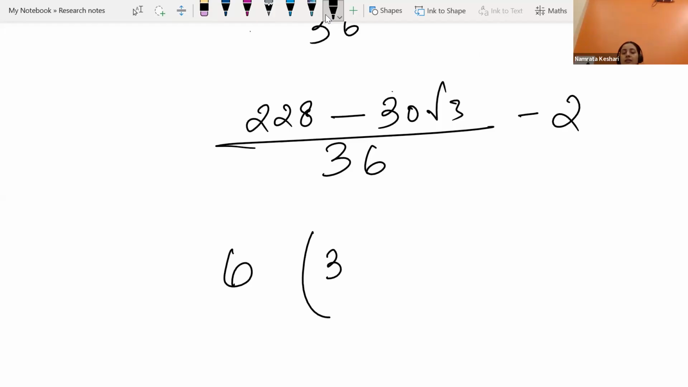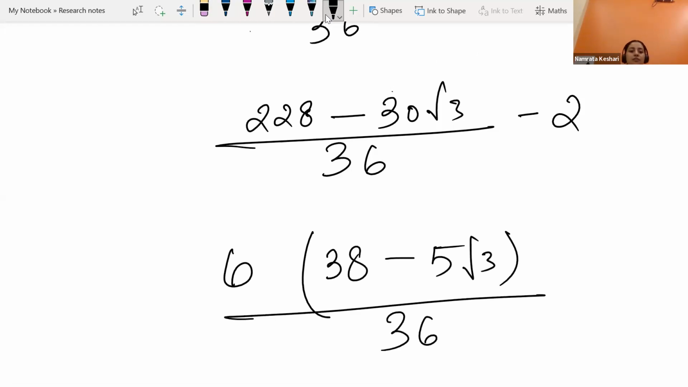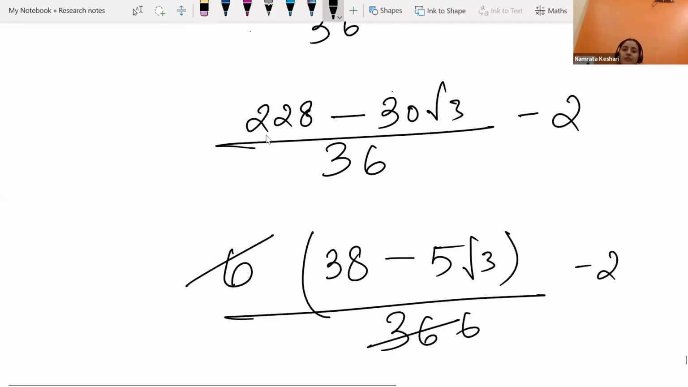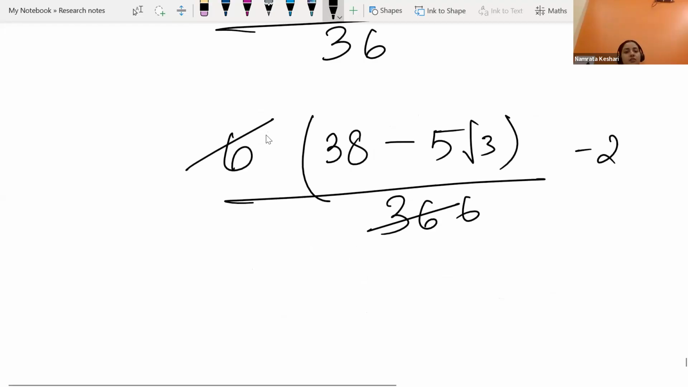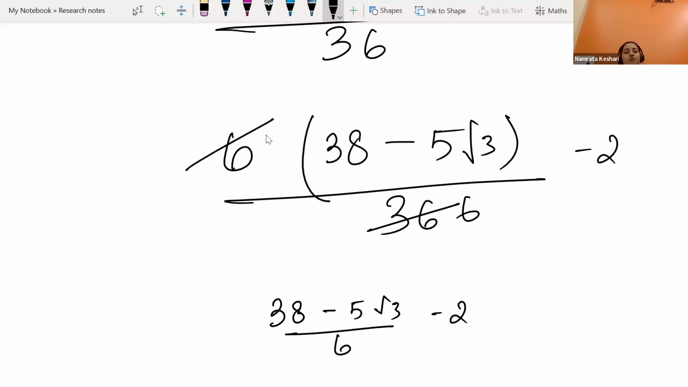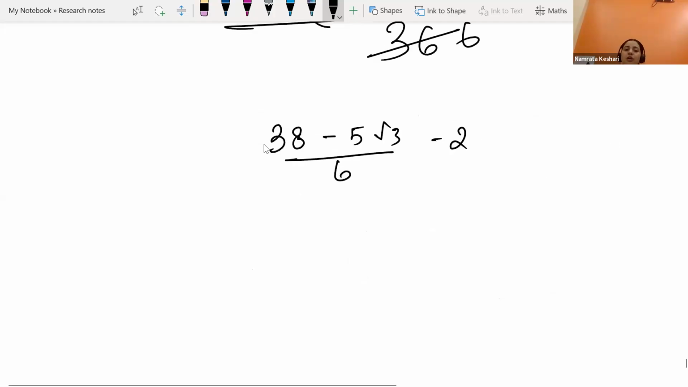Then 4 we are having in hand, so 38 we are getting. 6 5 times 30. This is what we are getting, and in the denominator 36 we are having 6 sixes. Now at least we are having a smaller number. Still it is big, this 38, but we cannot do that much. 5 root 3 by 6, and still we have to subtract this 2 from here. Let's do the subtraction. We'll be having 38, we'll be having 5 root 3.